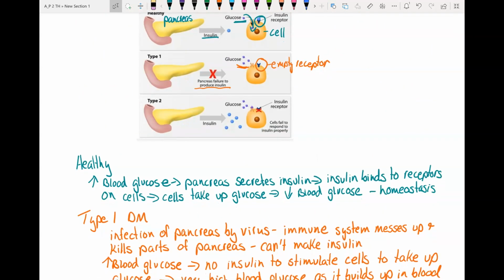Okay. Our other one is type 2 diabetes. So if we look at this picture, notice the pancreas is still secreting insulin. There's no problem there. The problem is here with the insulin receptor. In type 2 diabetes mellitus, you lack the insulin receptors on the cells. So let's look at what happens here.